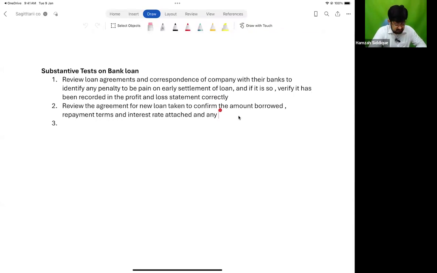And any covenants attached. Covenants are conditions related to default on the loan. This is very much important.